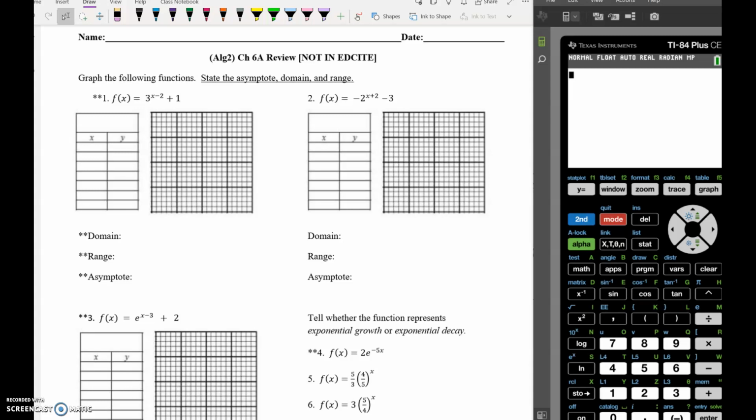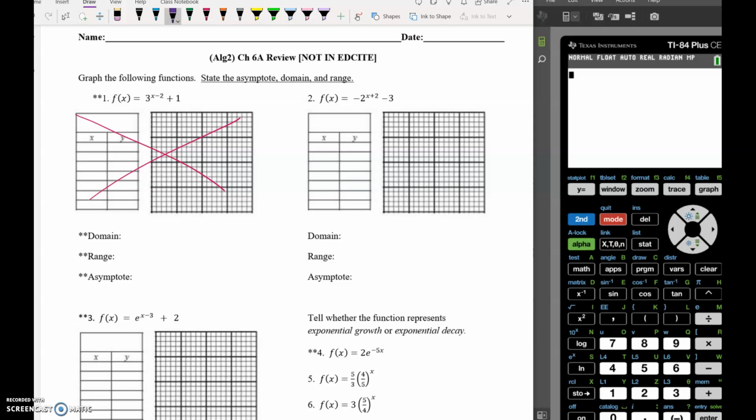Okay, let's go over the review for the test. The starred problems are the most similar to the test. Those are the ones that you really want to focus on. In number 1, the graph is not going to be part of the test in EdSite at all. The only thing that's going to be part of the test is identifying the domain, the range, and the asymptote.